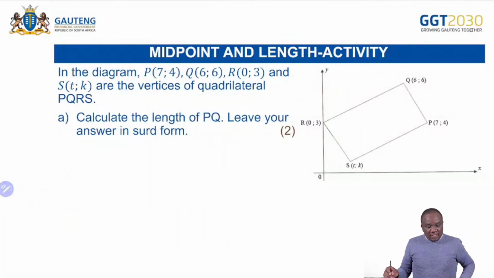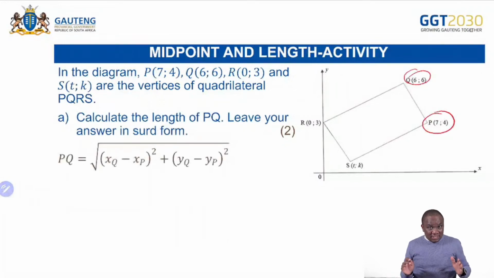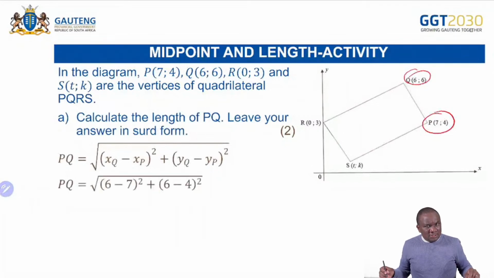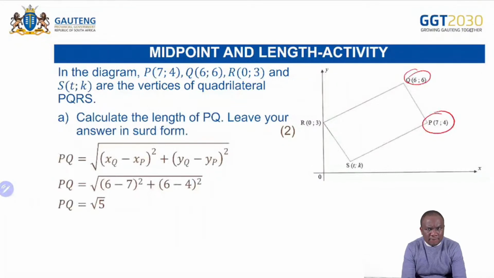Okay? Right. The first one. A. Calculate the length of PQ. So using the distance formula, PQ is this. We are just sitting there listening. Okay? Right. And then we substitute correctly. Make sure you substitute correctly. And then you put in the calculator. The PQ is the square root of 5. Root 5. That's PQ. Get your 2 marks. A lot of marks.